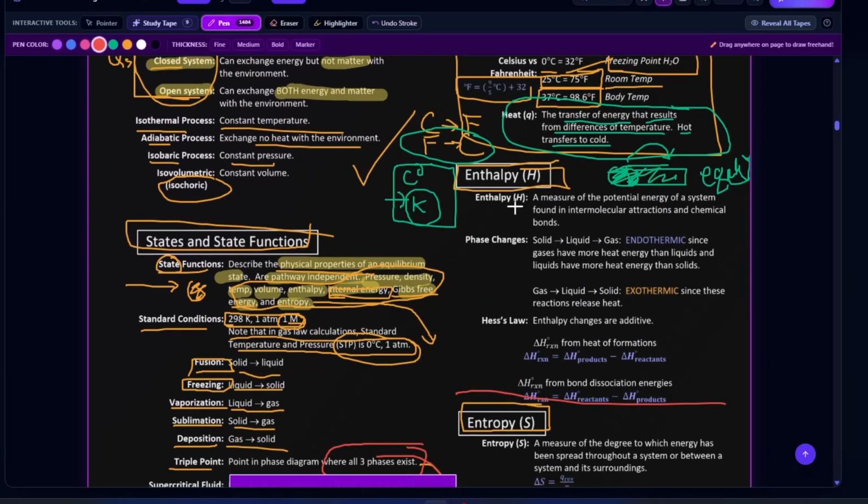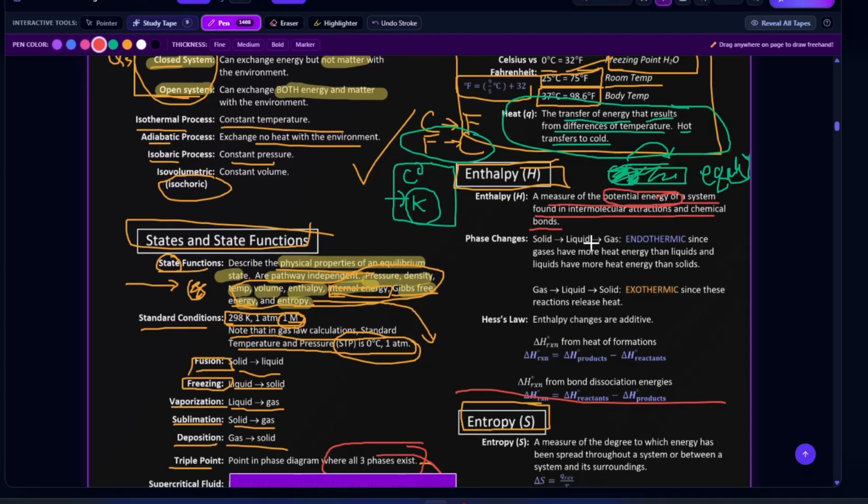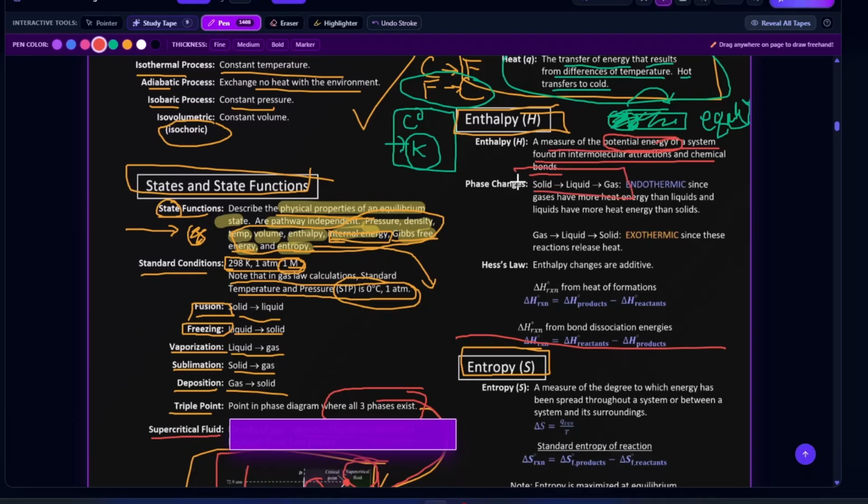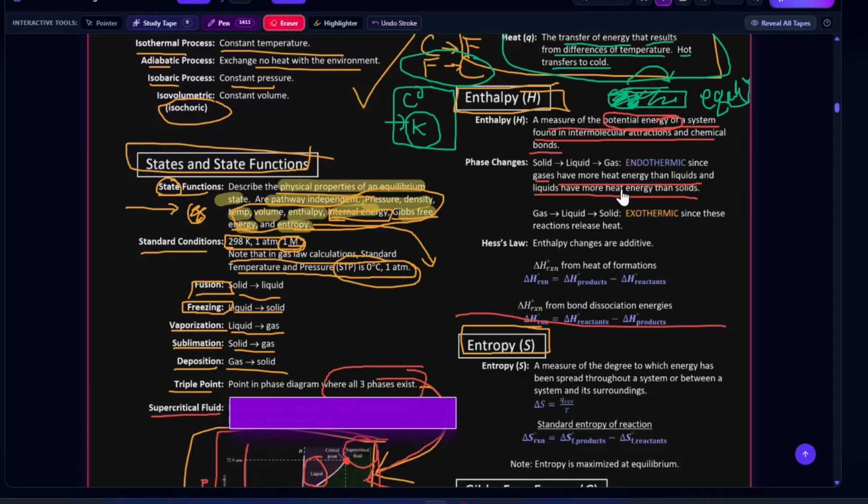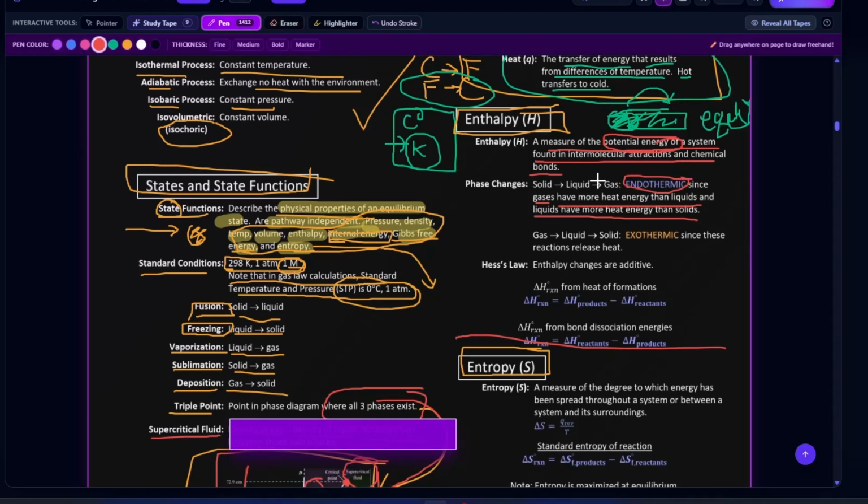Enthalpy is a measure of potential energy of a system found in intermolecular attractions and chemical bonds. When phase changes happen, they're endothermic because gas has more heat energy than liquids, and liquids have more heat energy than solids. So not just any phase change: when a solid is turning to a liquid and when a liquid is turning to gas, that is endothermic. You could think of it this way: when you're breaking bonds, you have an endothermic reaction.